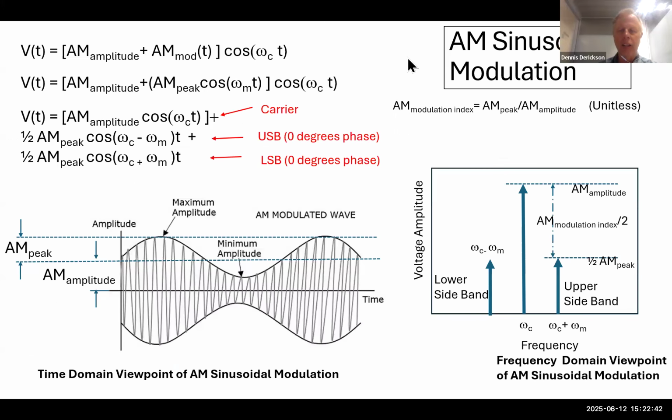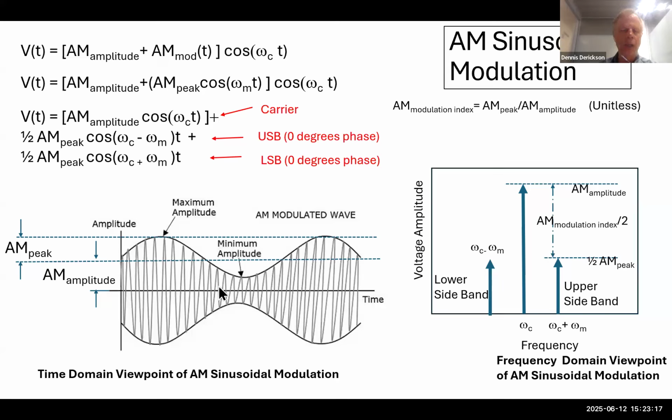So let's look at AM sinusoidal modulation. Here's a general waveform mathematical equation for amplitude modulation. With some substitutions for AM modulation, some trig identities, and some assumptions, we come up with this final answer for the AM modulation, where we have a carrier, an upper sideband, and a lower sideband if we have a sinusoidal modulation frequency.